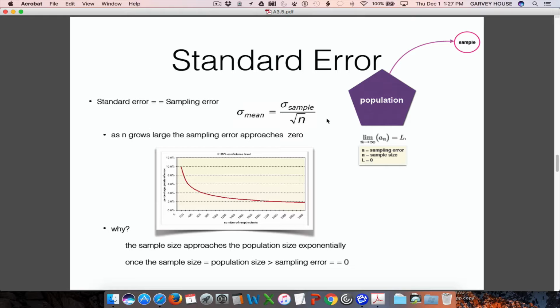So as that sample size gets large, as it grows to infinity, then that standard error, that quotient right there, goes to the size of the standard deviation of the mean, or the standard deviation of the sample. So what we see is that the sampling error, which is aka the standard error, goes to zero as the sample size approaches the population size.